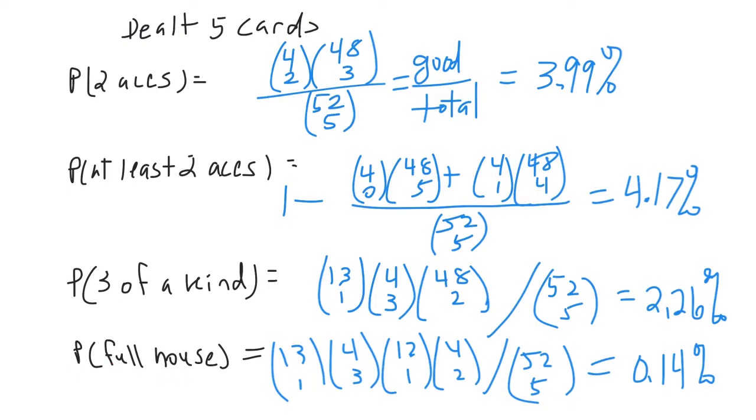For a full house, of the 13 types of cards, I've got to pick one of them, king. Now I'll get 3 of the kings. Now I'll pick one of the remaining 12 types, 8. And I'll pick 2 of those, 2 eights, over the total.